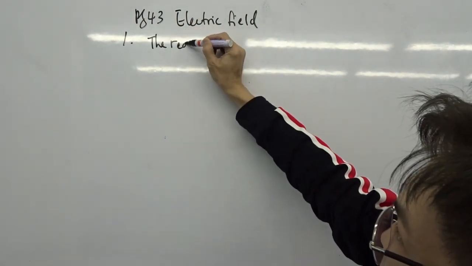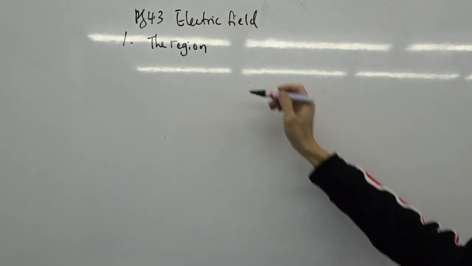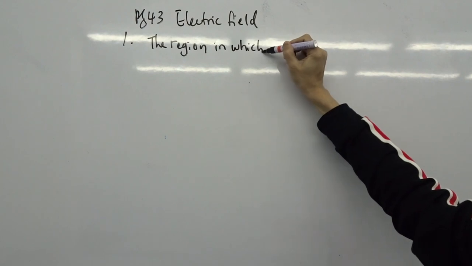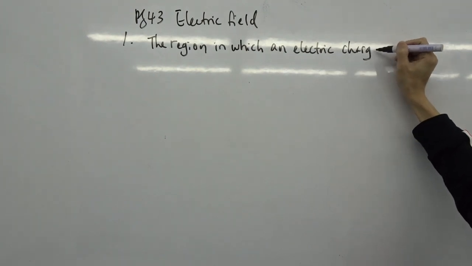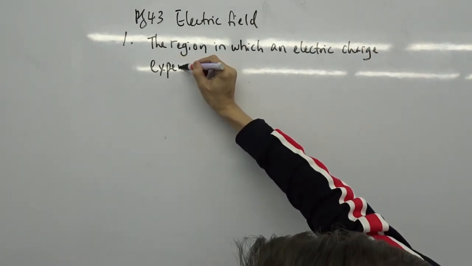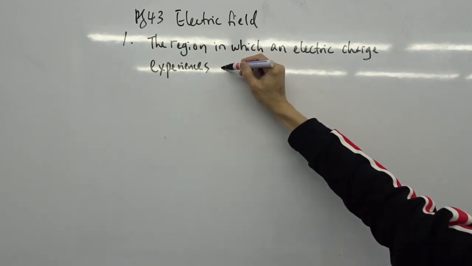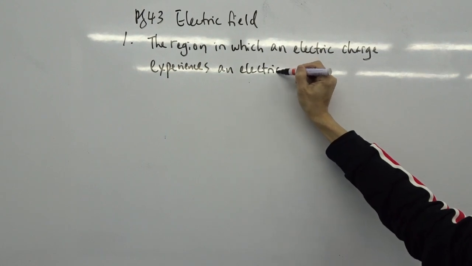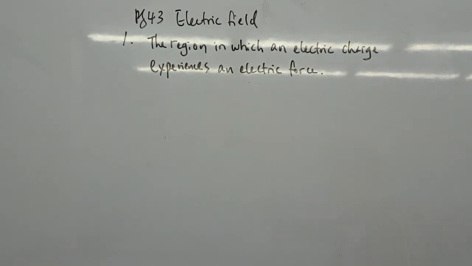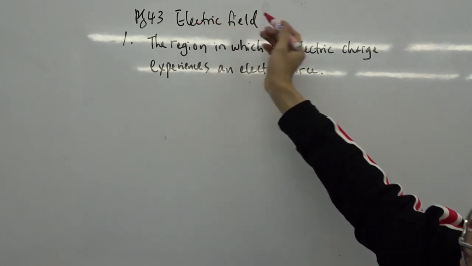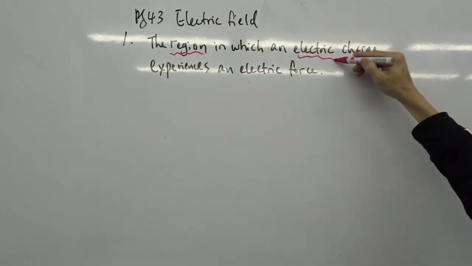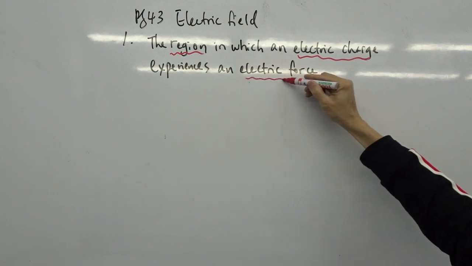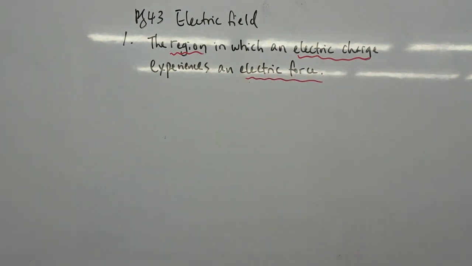来，你们先抄它的 definition. 如果 SPM 问的话, the region in which an electric charge experiences an electric force. Okay. And then highlighter, highlight electric field is the region, in which an electric charge experiences an electric force. Highlight electric charge, highlight electric force.